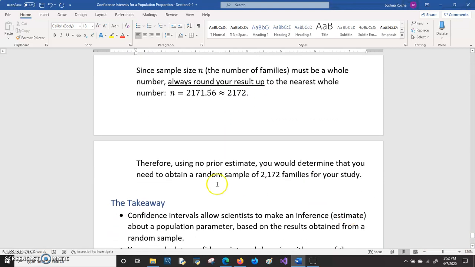So in other words, if you're using no prior estimate in your calculations, then you would determine that you would need to obtain a sample of 2,172 families for your study.